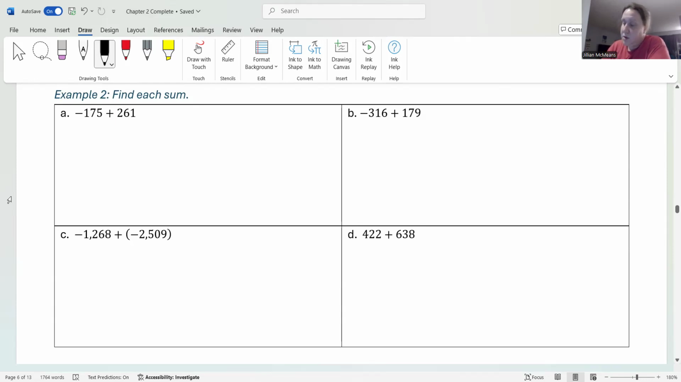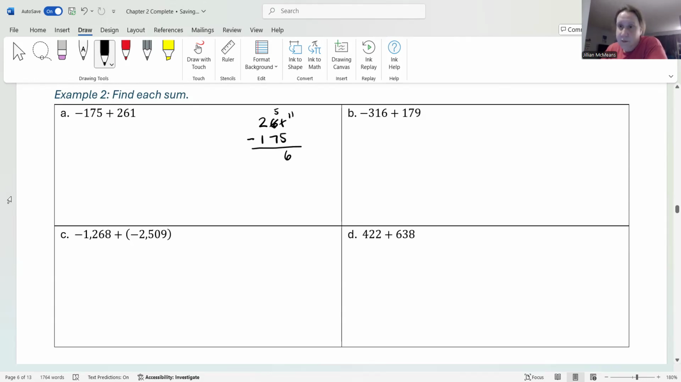261 is definitely bigger, so I want to start with 261. And I want to subtract 175. Subtract just like always, like normal subtraction here. So I cannot take 5 from 1, so I would need to borrow. 6 becomes 5, 1 becomes 11. 11 minus 5 is 6.